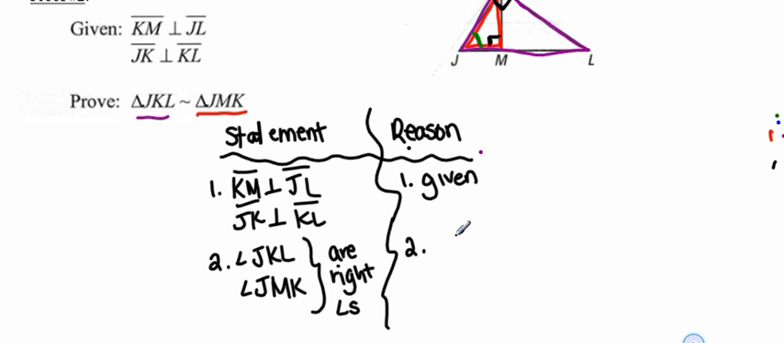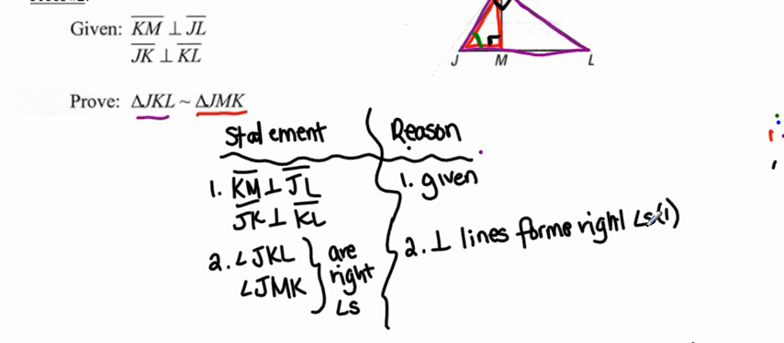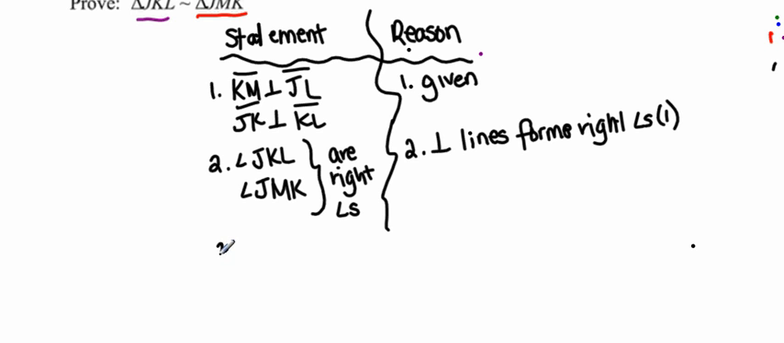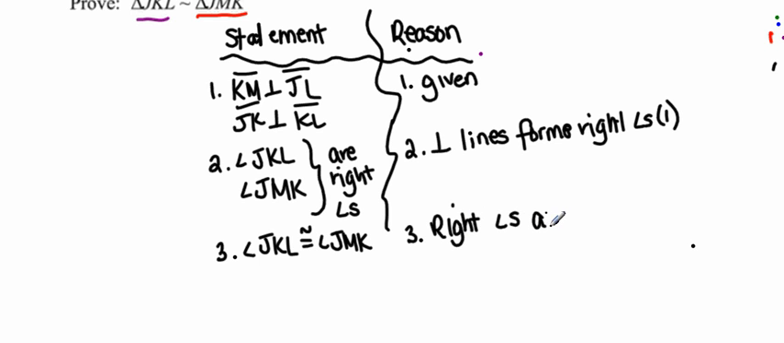And how did I know that? Well, the perpendicular lines that I had in statement 1 formed right angles. And I'm going to cite statement 1 because statement 1 was where I had the perpendicular lines. Because those angles are right angles, I know that they must be congruent to each other. As for a reason, I know that anytime I have right angles, they're always congruent. So there's my first pair of congruent angles.